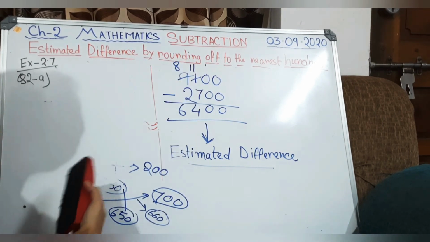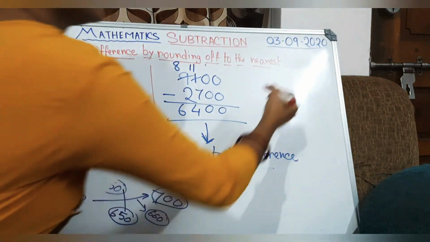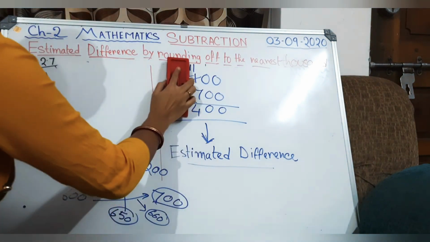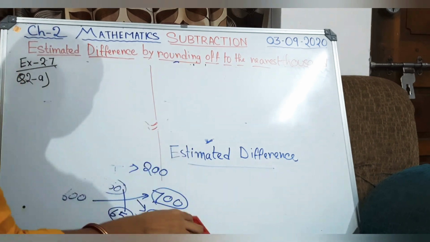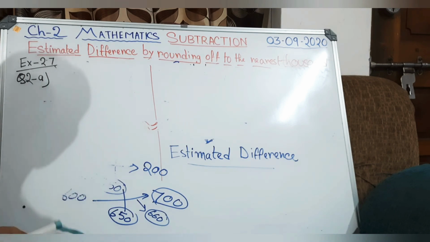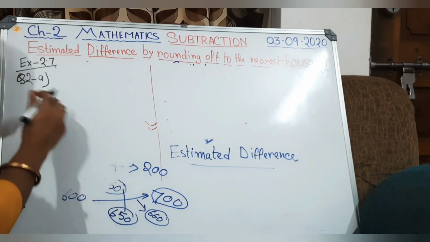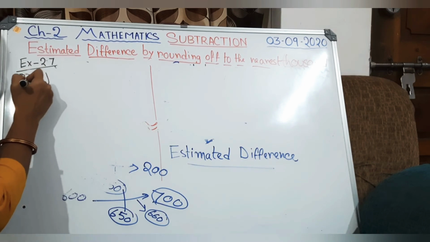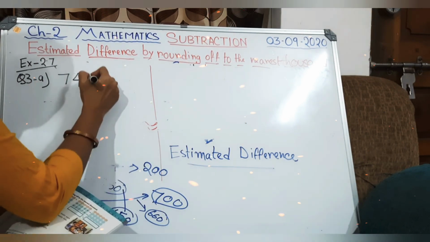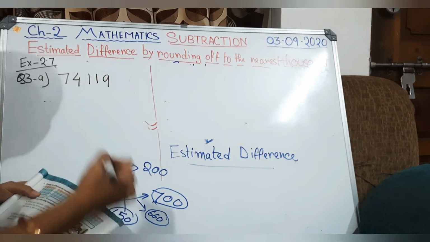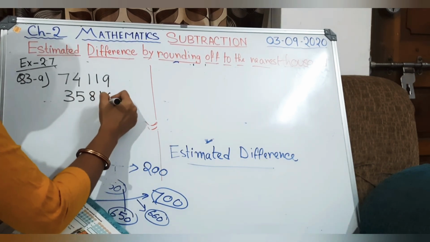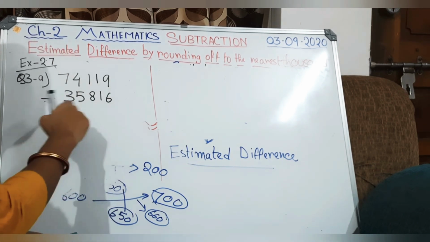Now we will do the estimated difference by rounding off to the nearest thousand. For that I need to take another number. Here I will take a 5-digit number. The 5-digit number that I am taking from your question number 3A is 74,190, and downside it is 35,860. From this number I have to subtract this number.